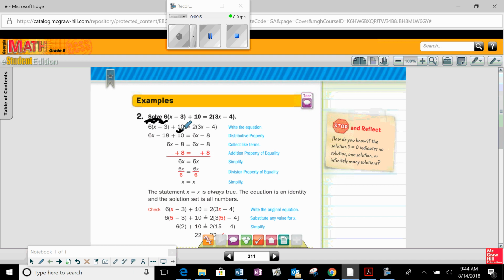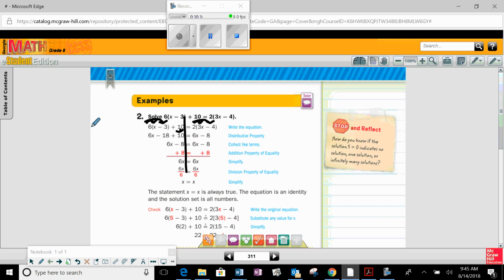Now we need to look at the right-hand side, and we're going to distribute the 2 inside of the parentheses on the right-hand side, excuse me. 2 times 3x is 6x. 2 times a negative 4 is a negative 8. Now we need to look to see if we need to combine like terms.